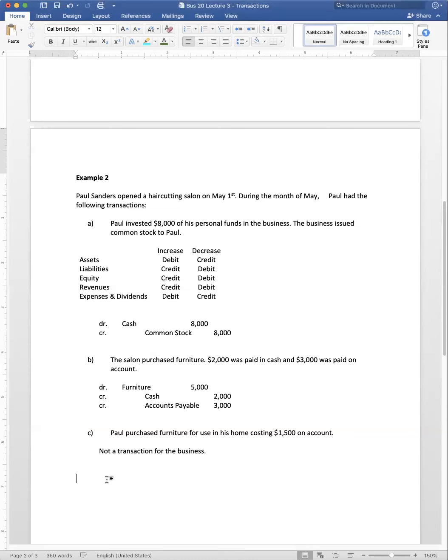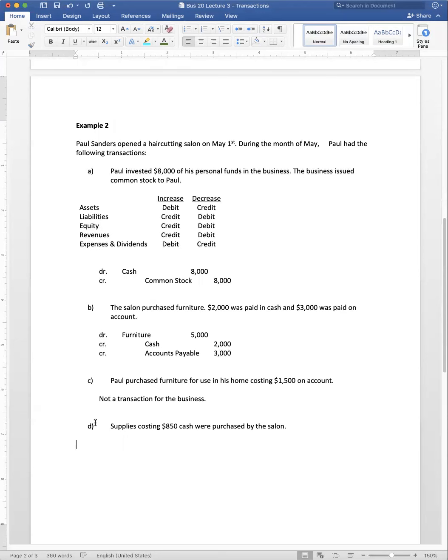All right, let's try another one. D. Supplies costing $850 cash were purchased by the salon. All right, so this is impacting the business because the salon is the business, that's the company. So they purchased supplies costing $850 cash. All right, now supplies, that's an asset. So we have an asset and they're buying supplies, so supplies are increasing. That's going to be a debit.